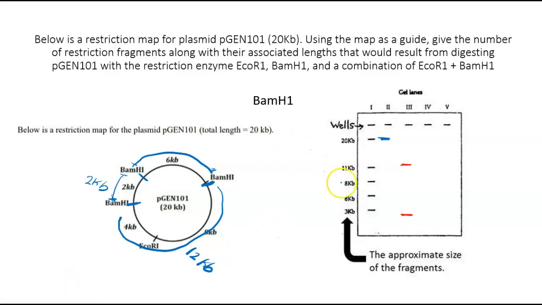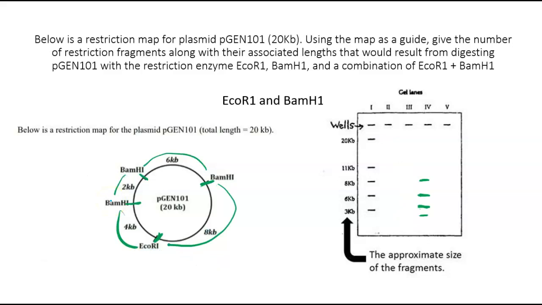If you load this into the well over here, and you apply electricity to it, you're going to find one that's going to be about 12 kilobase pairs, so right here. 2 kilobase pairs right here, and one that is going to be 6 kilobase pairs, which would be right around here. So that's what you're going to see: 12, 6, and 2.